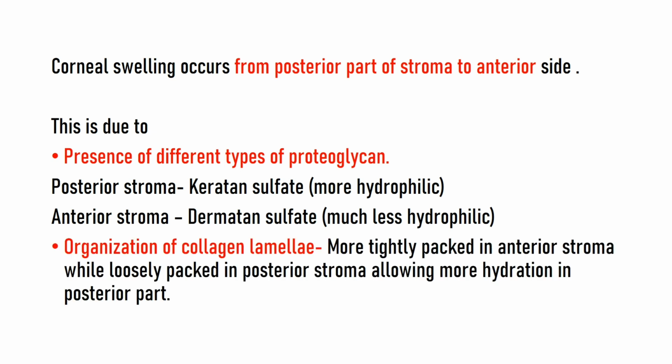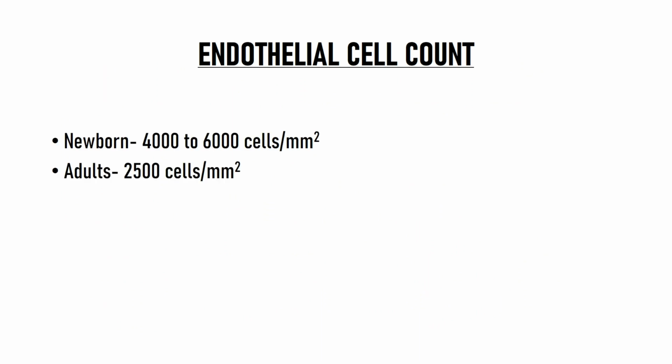The second reason for this difference in hydration pattern between anterior and posterior stroma is the way the collagen lamellae are organized. In anterior stroma, the collagen lamellae are more tightly packed, while in posterior stroma, they are packed loosely, allowing more hydration. Now coming to endothelial cell count, in newborns it is 4000 to 6000 per square millimeter. In adults, the endothelial cell count is about 2500 cells per square millimeter, while in old age it reduces to 2000 cells per square millimeter.